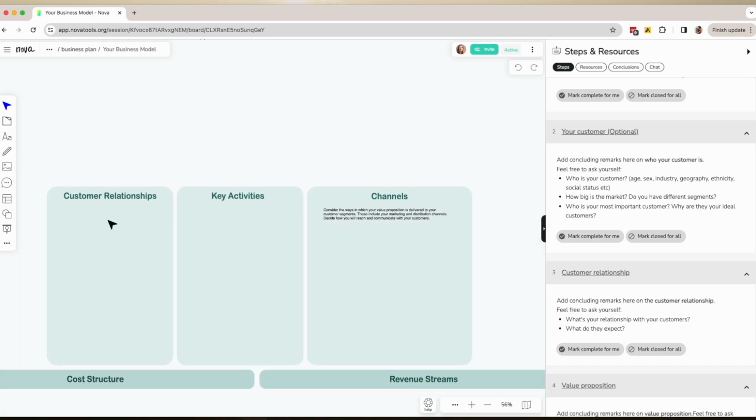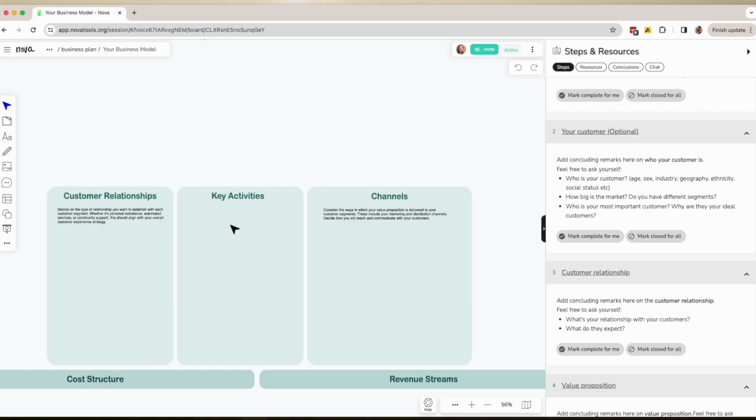6. Establish customer relationships. Decide on the type of relationship you want to establish with each customer segment, whether it's personal assistance, automated services, or community support. This should align with your overall customer experience strategy.